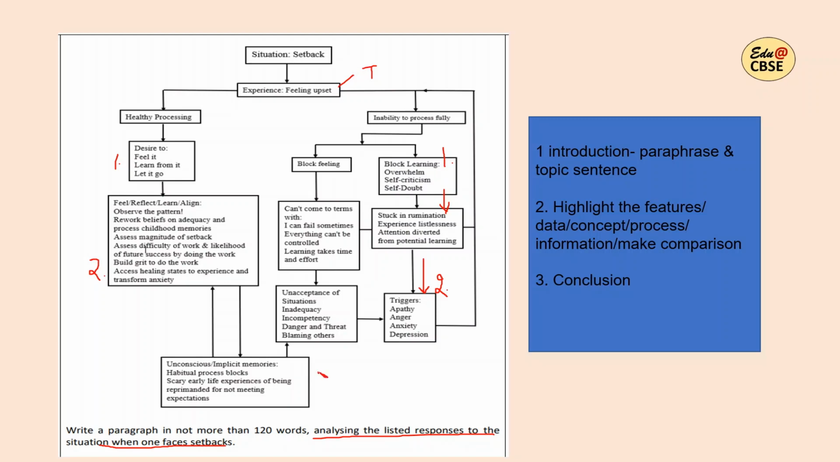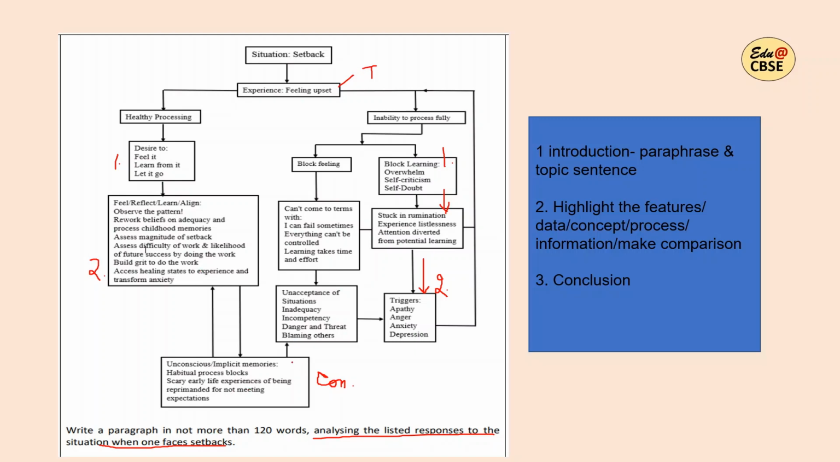Now let's see what is happening here. Let me write here CON for conclusion. Now if you check here, when healing is occurring here, it's not that healing is occurring and all the time there will be no setbacks. Setbacks can happen in between also. So sometimes if setback happens in between, a block may occur again. Then scary early life experiences of being reprimanded for not meeting expectations, such things, unconscious and habitual process of blocks, they can come again. But when there is healthy processing, it again leads back to healing.